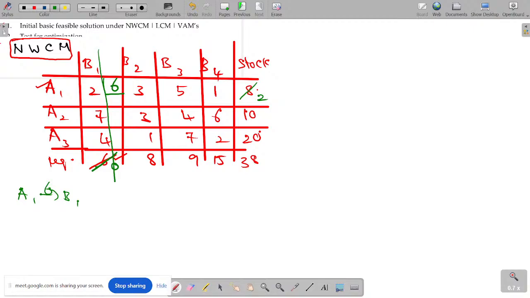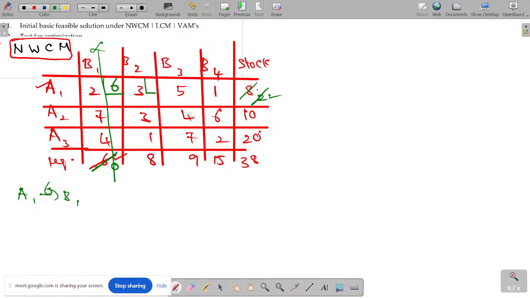Next, go for the top left corner. So this B1 is struck out. So the top left corner seems to be this one. The number of units that can be supported from A1 is only 2 units, but what's the requirement here? 8 units. See, this lazy businessman, he's not following any logic. So what he does, he gives this 2 units.